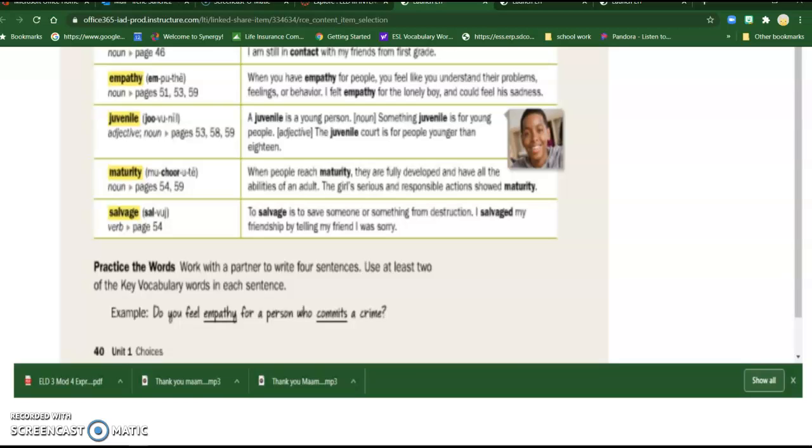Our last word is salvage, and it is a verb. To salvage is to save someone or something from destruction.